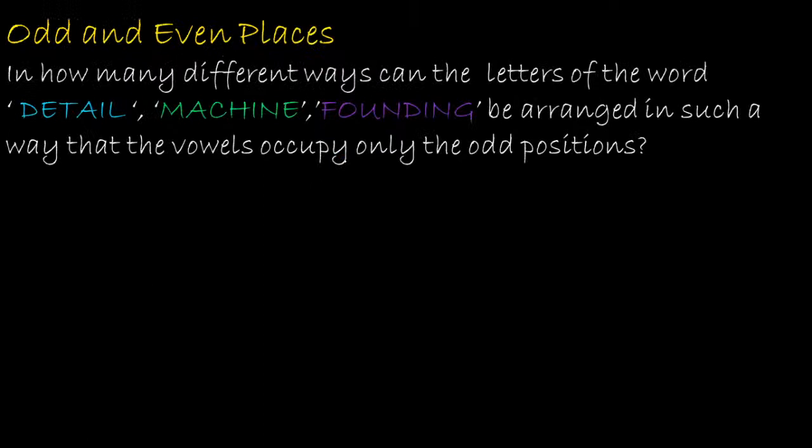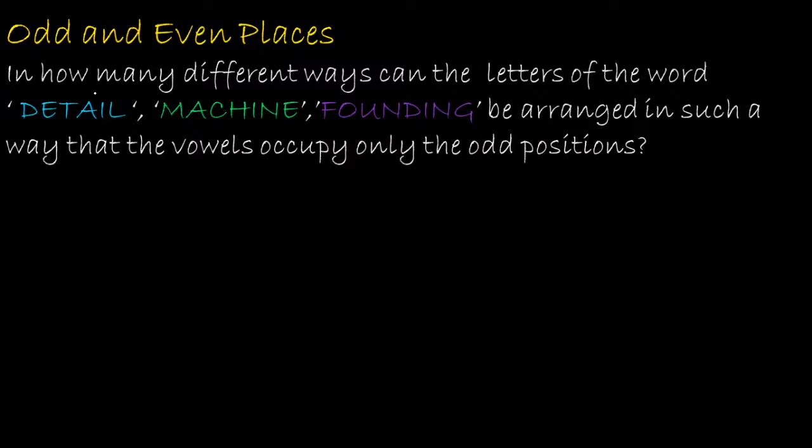next we move on to odd and even places. So what happens if, for example, the vowels occupy only odd positions, or consonants occupy only odd positions or even positions? Okay, how many different possible ways of arrangement are there? If it is in terms of this, then how can we calculate? That is what we are going to discuss now, odd and even places.